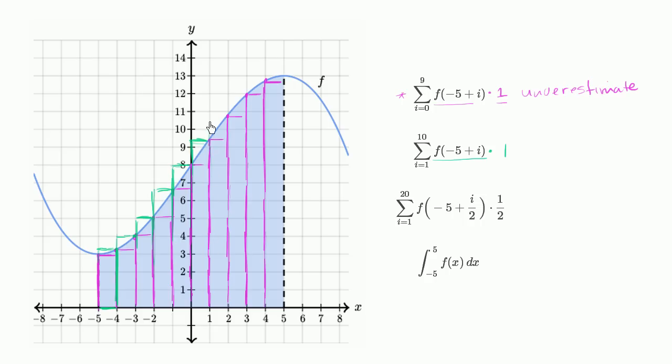These are right-handed rectangles. So you're going to go all the way to when i is equal to 10. Negative 5 plus 10 is 5, f of 5. That's this line, or this length right over here, f of 5. And of course, we're multiplying it by 1. So it's going to look like that.